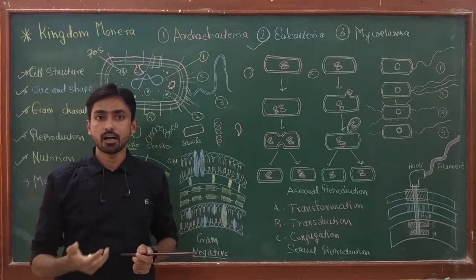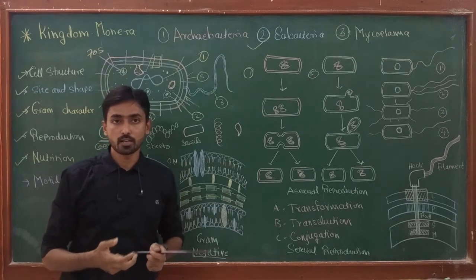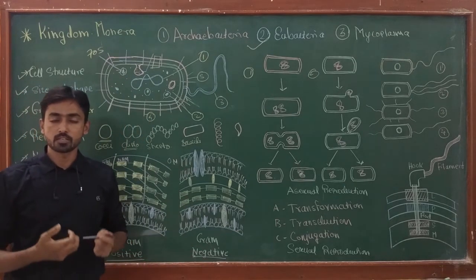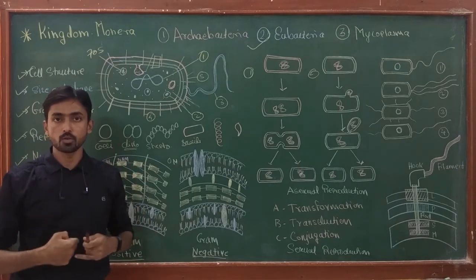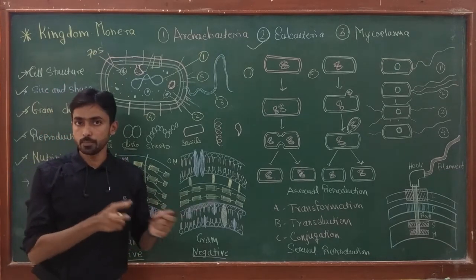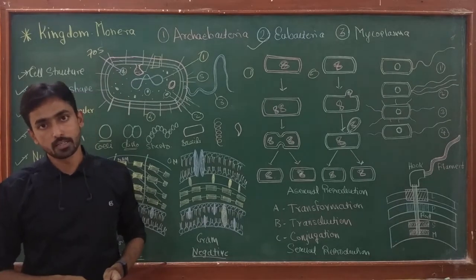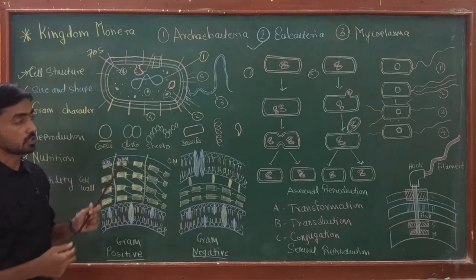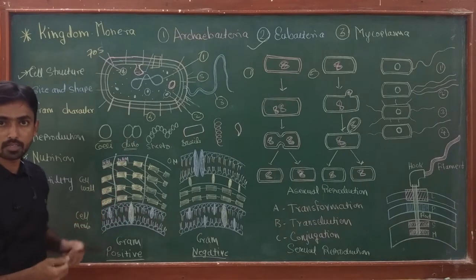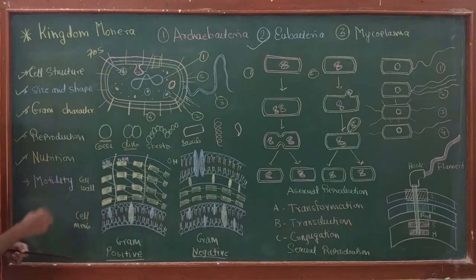Some bacteria are chemosynthetic, that means they use sulfur as a terminal electron acceptor, and by this process they are able to prepare their own food material. The process is quite different from the normal photosynthetic process. So there are two different modes of nutrition observed in the eubacteria. They are autotrophic and they are heterotrophic.